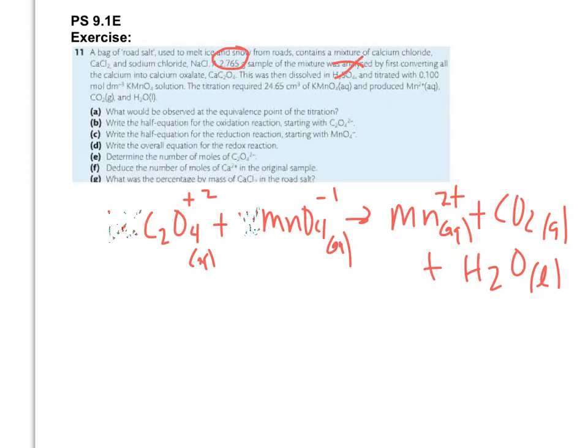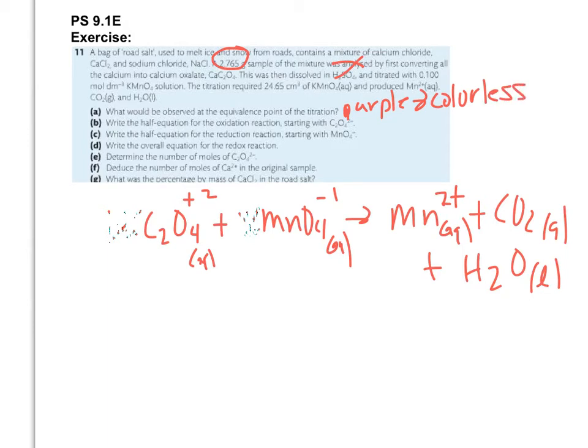So looking at this, if I go ahead and attempt to balance this, well, I guess I'll start with A because B has me do the half equations. But A says, what would be observed at the equivalence point of the titration? And what they're expecting you to know is that permanganate is purple, and when it is reduced, it becomes colorless. So the change I would see is my solution would go from purple to colorless. And don't use the word clear when you mean colorless, because there is a difference.